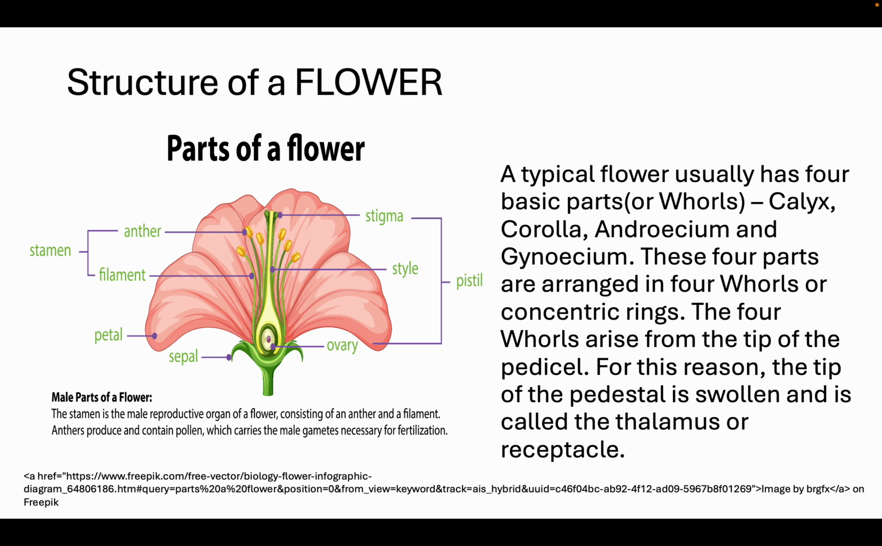Now here is a structure of a flower. We have already studied this in 5th standard only. So again, let me rephrase this. A typical flower usually has 4 parts or whorls. The first one is calyx, second is corolla, third is androecium, and fourth is gynoecium. And these 4 parts are arranged in 4 whorls or concentric rings. These 4 whorls arise from the tip of the pedicel, from here.